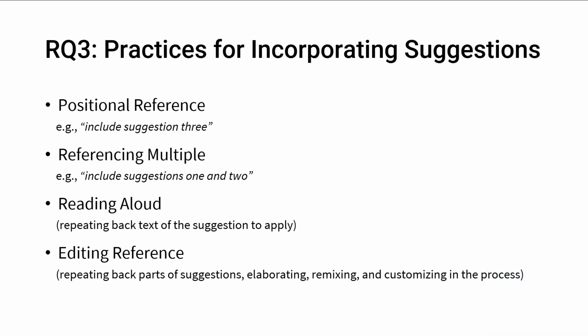Finally, we observed a number of different strategies for how participants used conversational interactions to incorporate the suggestions of the system. So some of these included positional reference, like saying include suggestion 3, referencing multiple, such as include suggestions 1 and 2, reading aloud where they would just repeat back some of the text of the suggestion to apply, and one that we called editing reference, which was something where they would repeat back parts of suggestions, but while they did so, they would elaborate, remix, or customize them in the process. And again, I think these are interesting observations because you could imagine building support for these different strategies into a system.